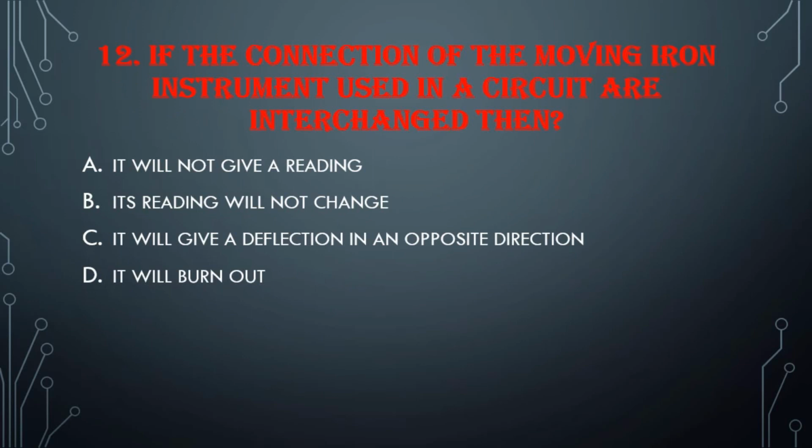The next question for you all, my friends, is: if the connections of the moving iron instrument used in a circuit are interchanged, then the options are A. It will not give a reading. B. Its reading will not change. C. It will give a deflection in an opposite direction. D. It will burn out. And your time starts now.